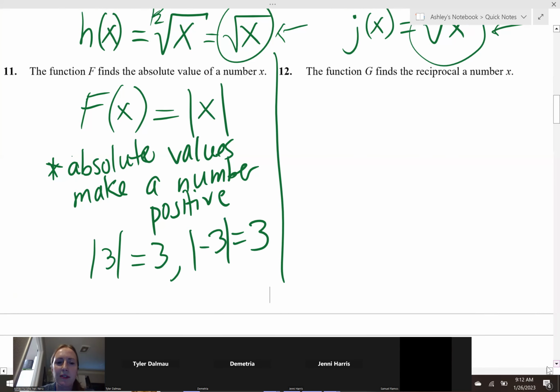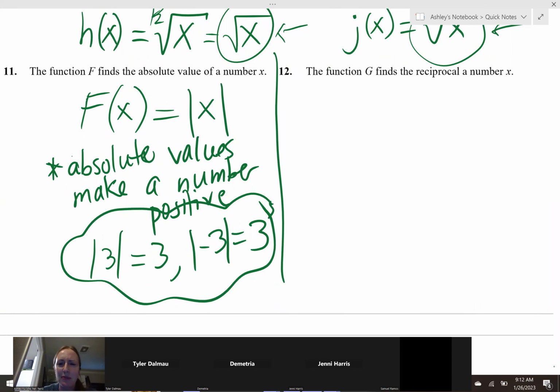You didn't know math was so deep like that. Anyway, that's pretty much all you need to know about absolute values. It's just whatever it's given, it spits out the positive version of it. Yeah. And then how about number 12 says the function g, capital G. So I'll call it g of x. It finds the reciprocal of a number x.